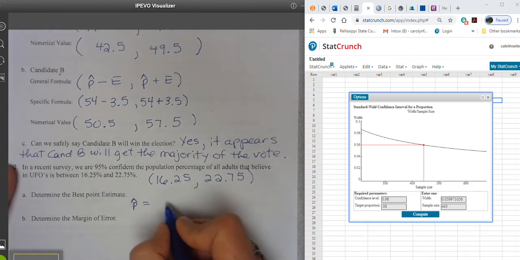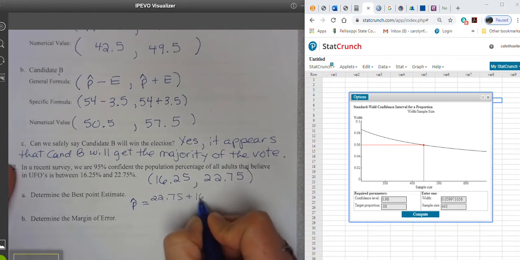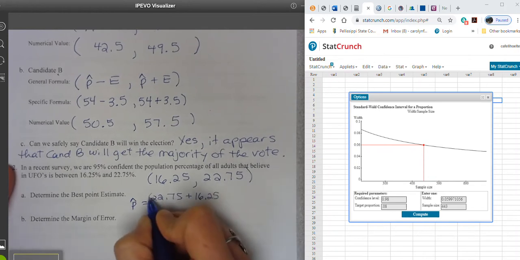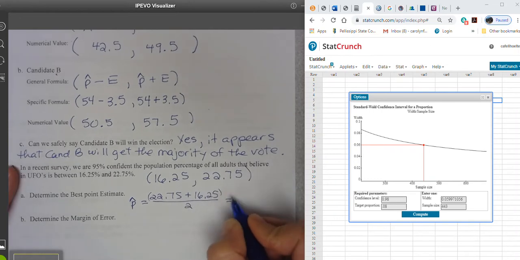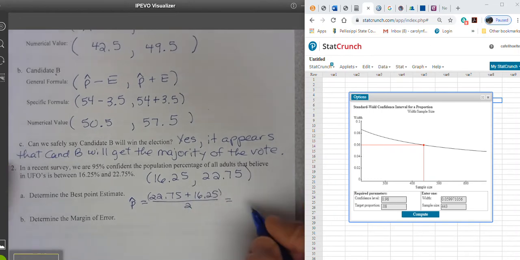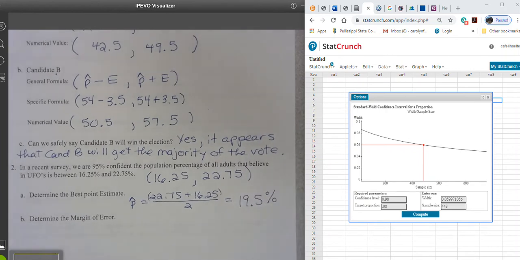But how you would do that is you take the 22.75 plus the 16.25 and divide that in half, dividing that by 2, and that gives us the middle value, the middle percentage there in the middle of that confidence interval, which is 19.5%. Now we've got to figure out, okay, what's E?